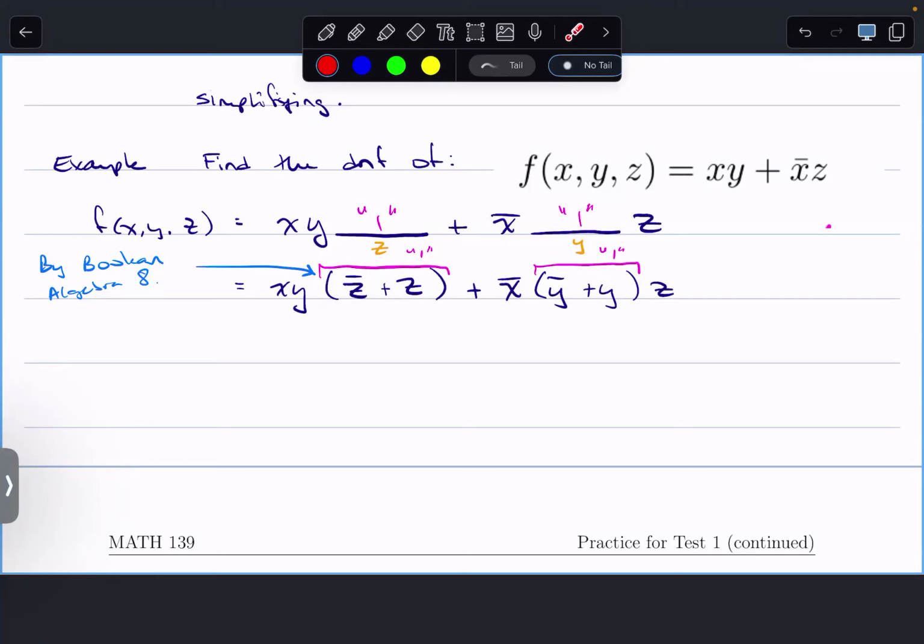So then what can we do? Then we use the distributive laws, but as long as we're careful, it's just like arithmetic. So this x times y is going to multiply by the z bar, and then a separate term is going to develop by x, y times z. So this is going to split and make two terms. And so this is going to make x, y, z bar plus x, y, z.